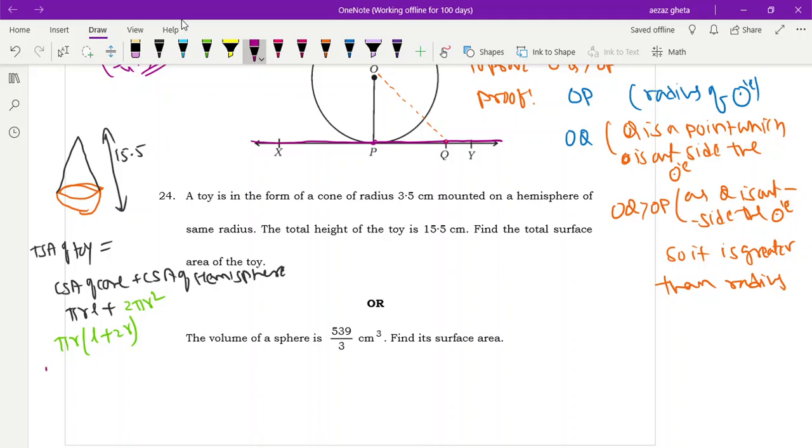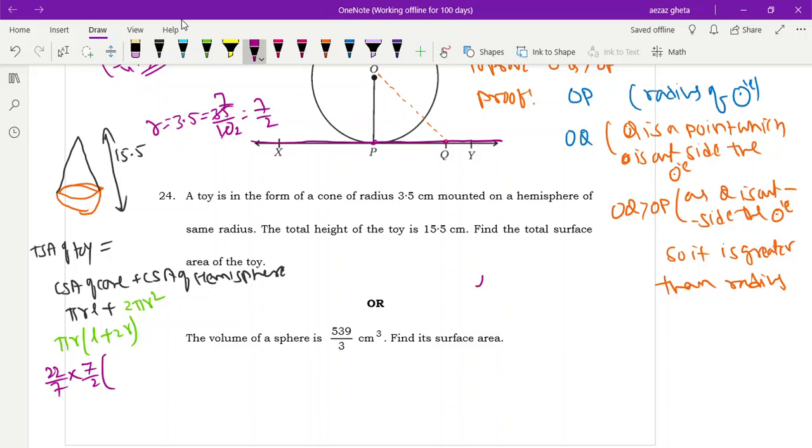So pi is 22 by 7. Radius 3.5 can be written as 35 by 10, which can be written as 7 by 2. The slant height is not given, so we need to find it out.